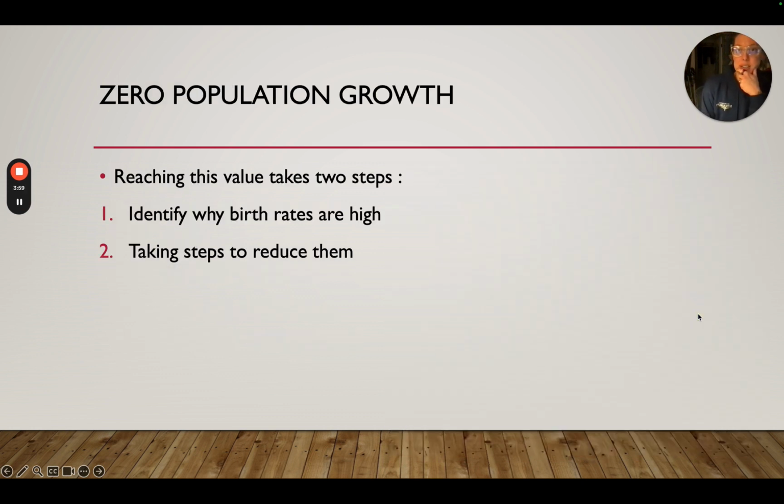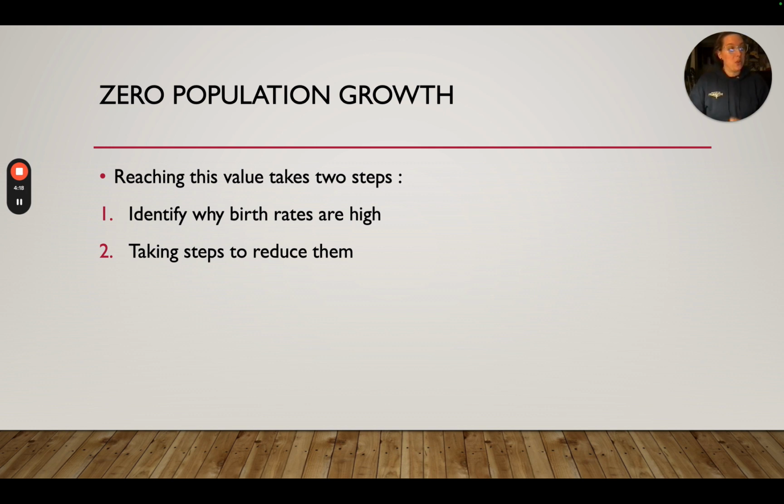So looking at zero population growth again, reaching this value takes 2 steps. Identify, one, why birth rates are so high, and then perhaps take steps to reduce them if you are trying to do so.